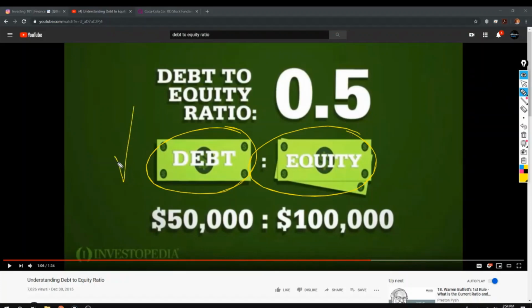You have to decrease debt, or you have to increase equity. So that means you either decrease the amount of money you are borrowing, or you increase the amount of money you have. These are the two ways to affect the debt to equity ratio. Now let's go over a great example of how we can use this further.